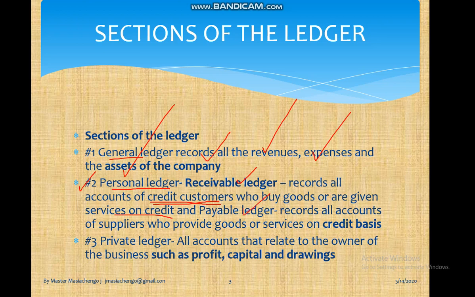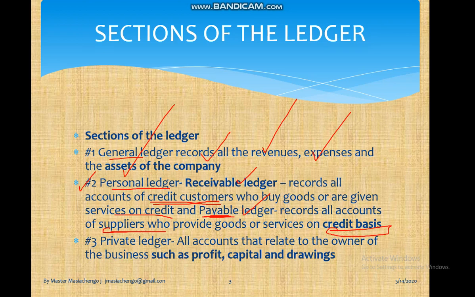Let's move on to the payable ledger. In the personal ledger, the payables, I think you remember what payables are. Payables, these are our creditors. We used to call them creditors. We record all accounts of our credit suppliers. Those who provide goods to us on credit basis are called suppliers. So we record them in the payable ledger.